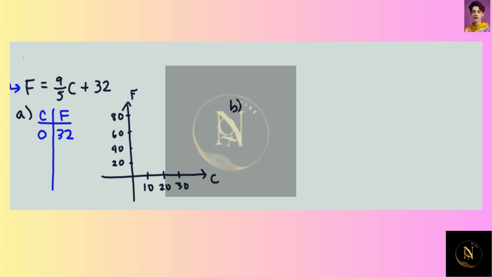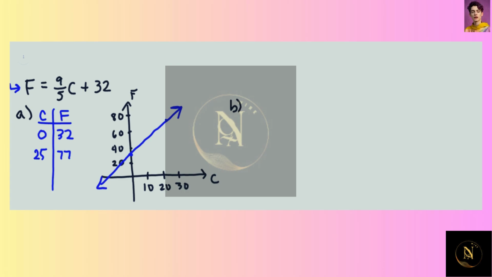And I'm going to choose a convenient number for C as a second point. I'm going to choose C equals 25 because it's easy to multiply by 9/5. And when we multiply 25 by 9/5, we get 45 plus 32 is 77. Okay, so we can plot these 2 points, (0, 32) and (25, 77), and then we can draw the line through these points. And that represents the relationship between the two temperature scales.